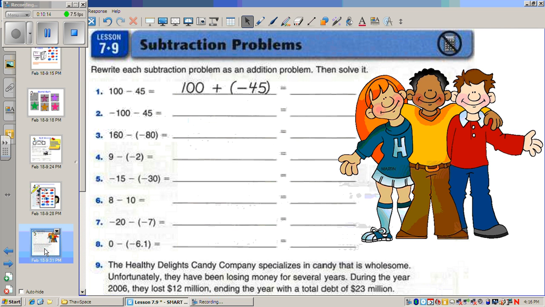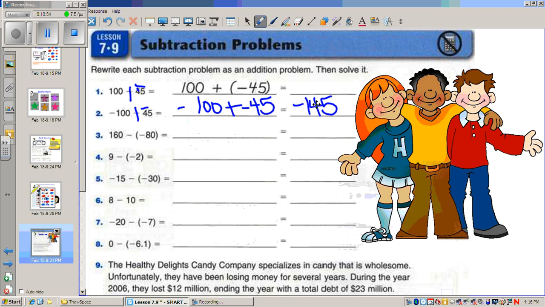This is in your journal, and yes, it would be helpful if you have your journal. So on number 1, they rewrote the problem for us. They changed the sign. Again, when I have a subtraction problem, I want to make sure I change it to an addition problem. In order to do that, I put plus, but then 45 needs to become negative because I'm changing the symbol. Okay? Again, on this one, I change this to a plus, and I change that to negative. So on this one, I would write a negative 100 plus a negative 45. Now this one would give me a negative 145 because I'm just combining negatives.